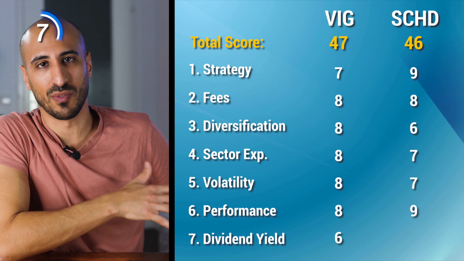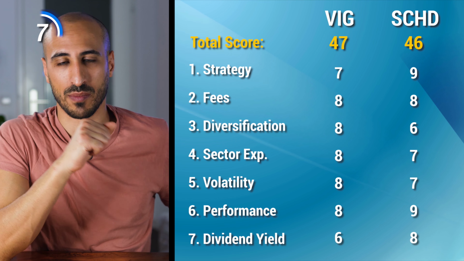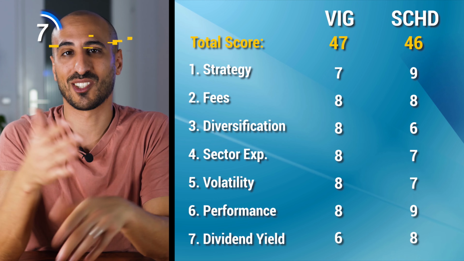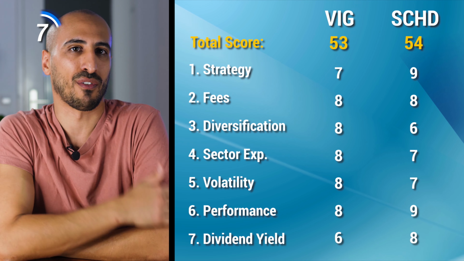I'm gonna give 6 points to VIG and 8 points to SCHD when it comes to dividends. And this brings SCHD to be, again, the winner, with a total of 54 points versus 53 of VIG.